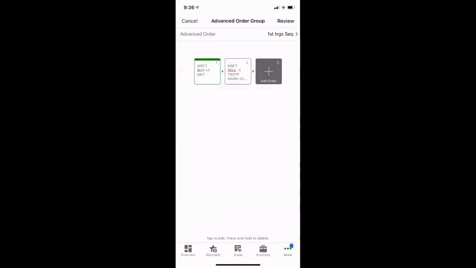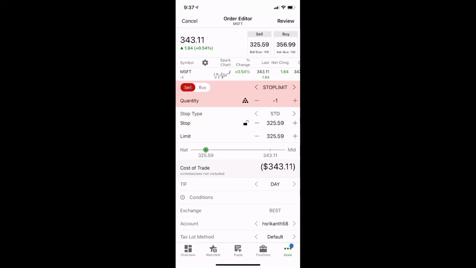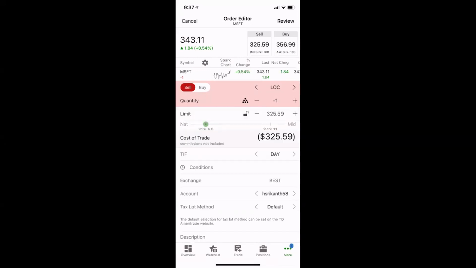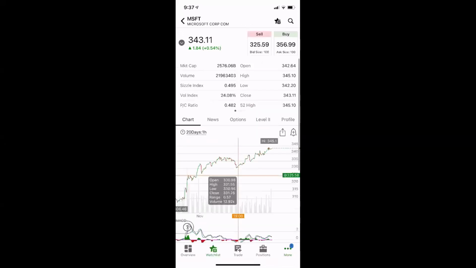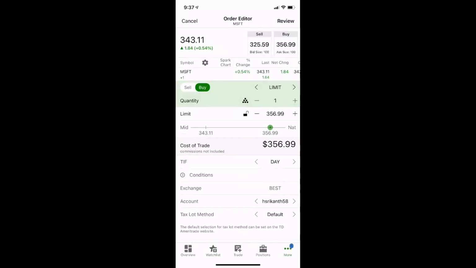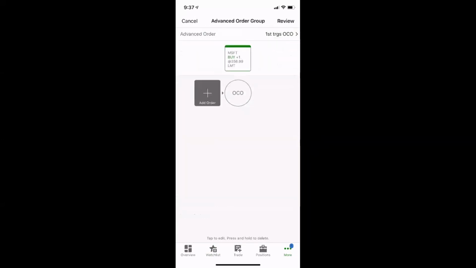Okay, let me just do a simple sell. You can also do a couple of things. We give two targets, target one and target two. How can you automate that? Let me share that one too. Let's say the same Microsoft stock, I buy one stock at whatever limit price, and I'll create an advanced order.